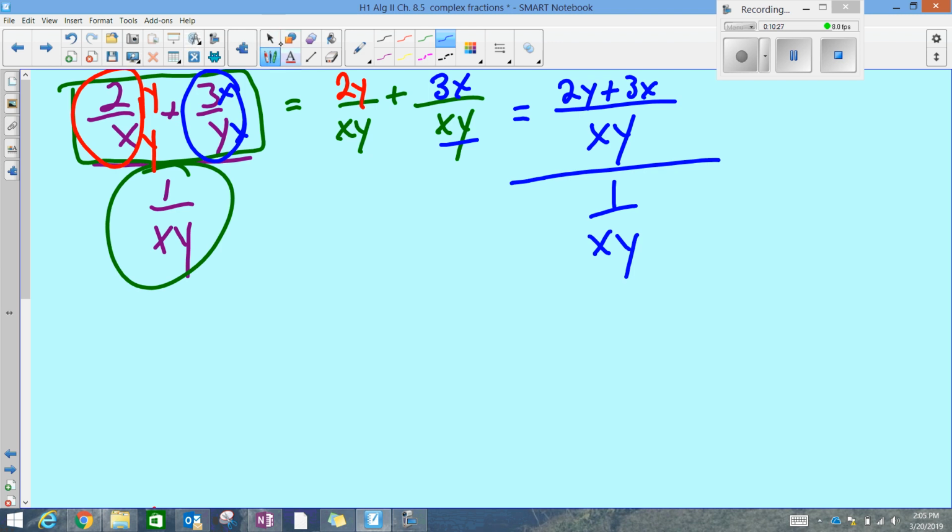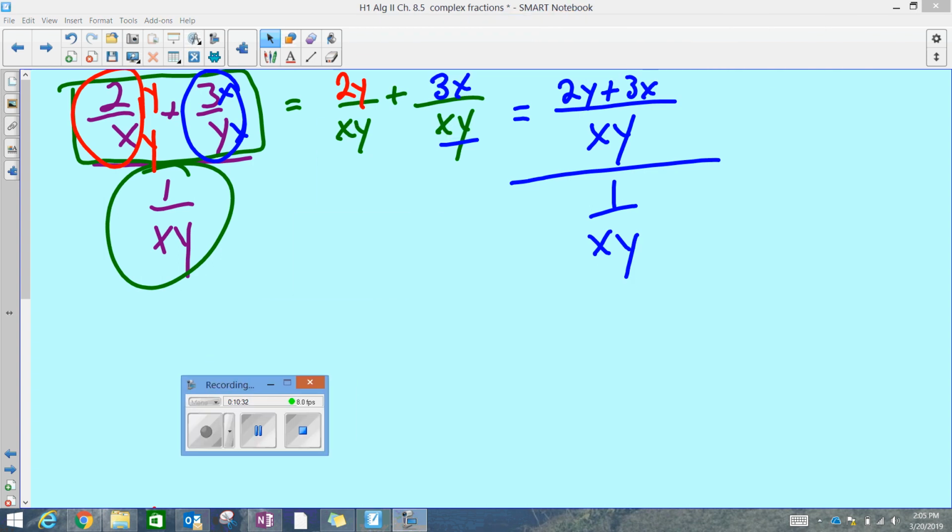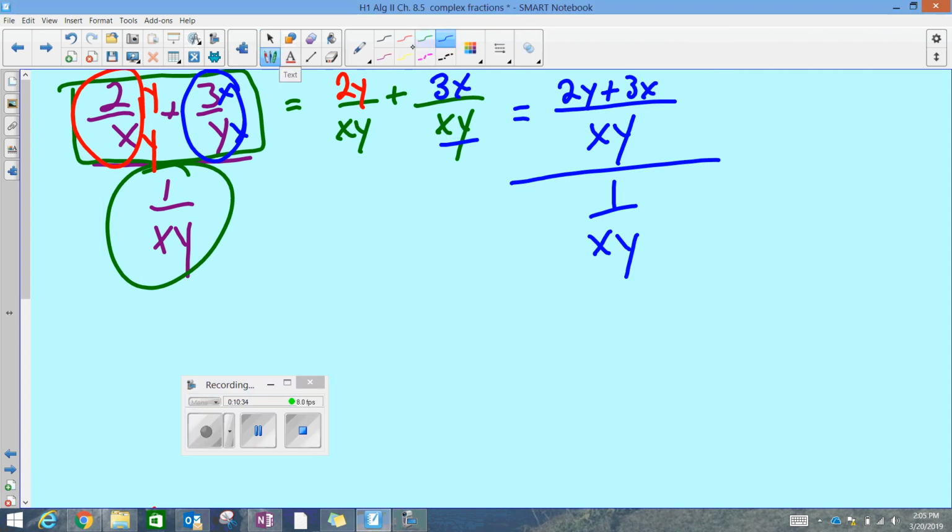So now, to finish the problem, we take the bottom, change it to multiplication, and take the reciprocal of the bottom, so that becomes xy over 1. And we multiply, and when we multiply, we can simplify by cross-canceling. So the xy's end up canceling out, and our final answer is 2y plus 3x.